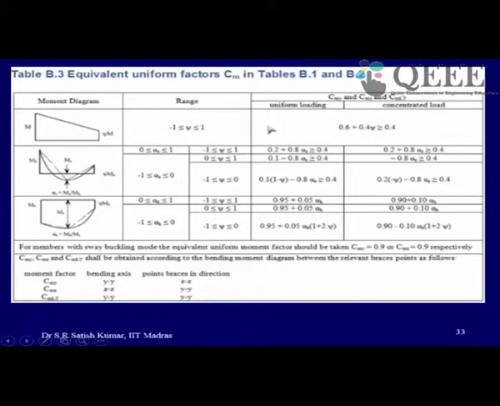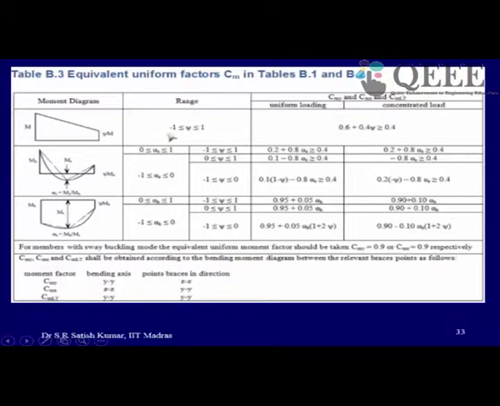This equivalent uniform moment factor diagram is also given in our code IS 800, and as I said, the maximum moment is denoted by m, the minimum moment is denoted as xi times m. So whatever may be the value, if I divide this by this, I should know what is xi.